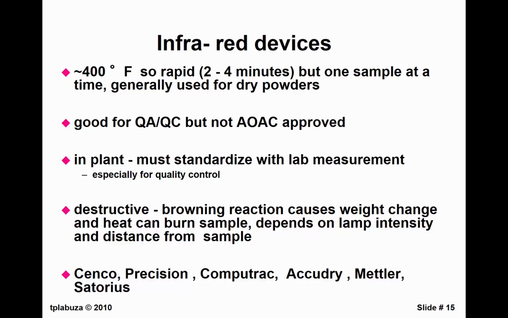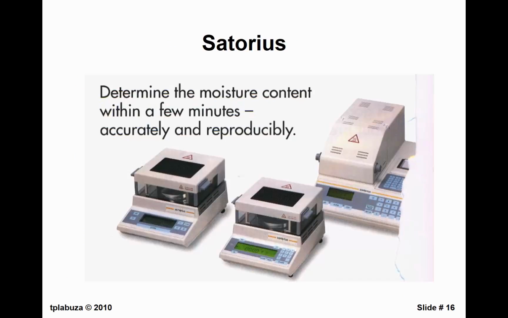And they've all changed from, in the old days, they were pan balances, and you had to put weights to match the weight on it, and now it's all digital stuff, so it's a lot easier to use. This is the Sartorius one. It says, determine the moisture content within a few minutes, accurately and reproducibly. That's bullshit. You have to set up some standards yourself.